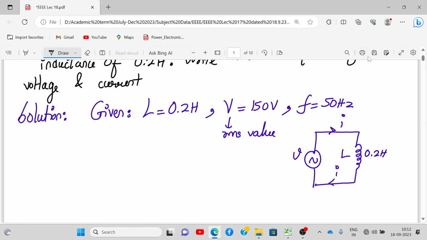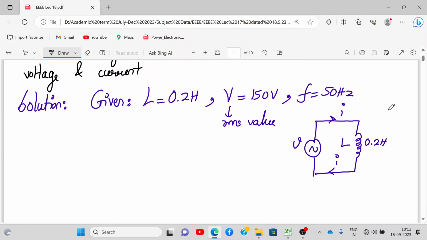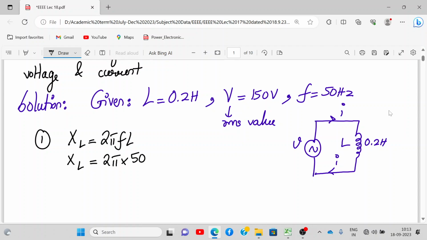Everyone has reached up till here? Okay, so let's write down the first step. XL is given by 2 pi fL. So first calculate XL. XL will be 2 pi into 50 into 0.2. That will be 62.83 ohms. Please check.